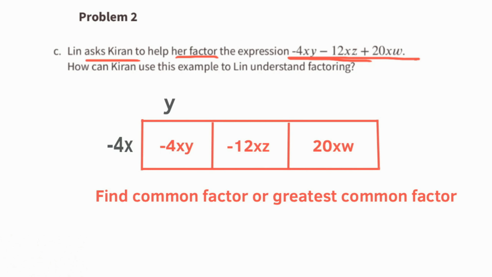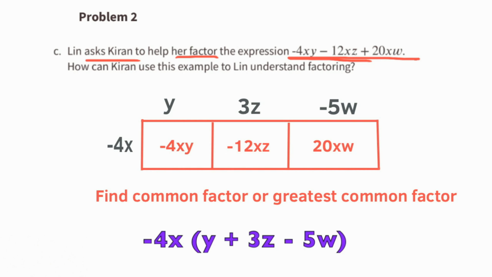-4x times y equals -4xy. Next, -4x times 3z equals -12xz. And for the last one, negative 4x times negative 5w equals positive 20xw. Now this expression would be written like this using parentheses.